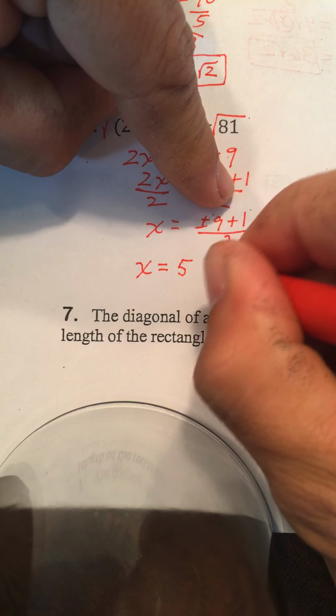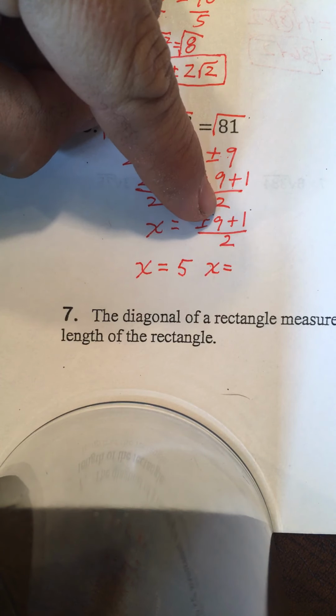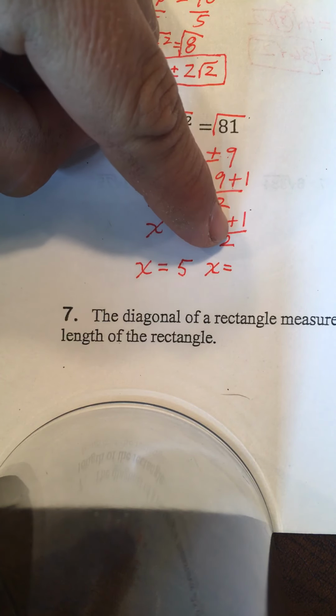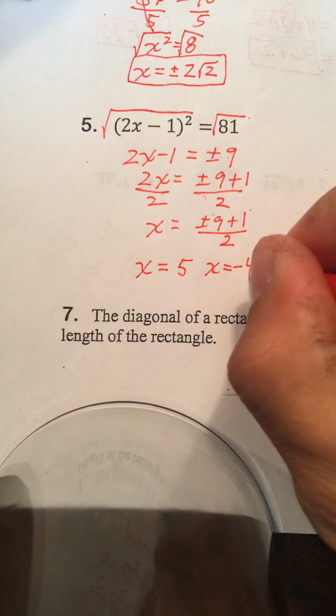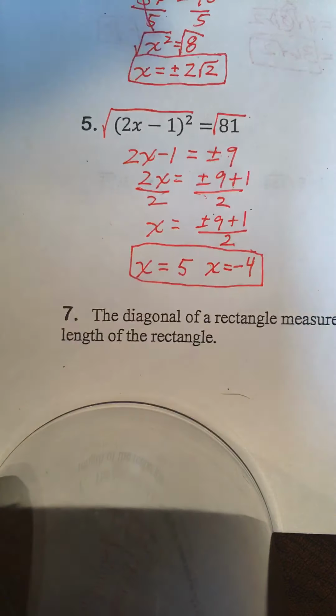So there's one of our solutions, but this also says that 9 could be negative. So negative 9 plus 1 is negative 8. Negative 8 divided by 2 is negative 4. Okay, so those would be our two solutions.